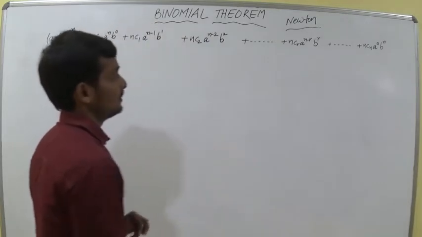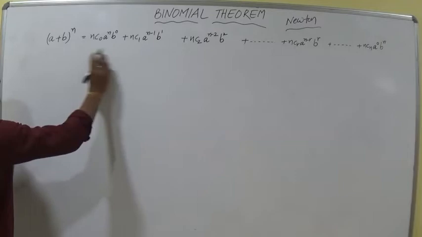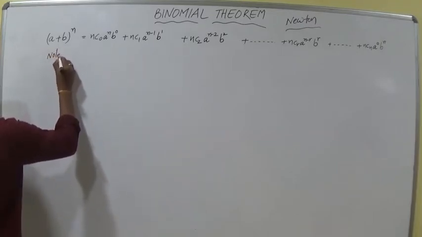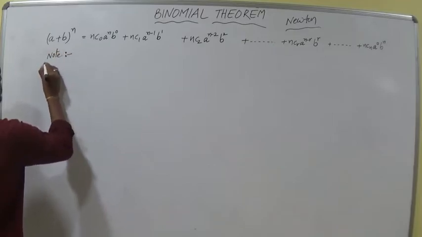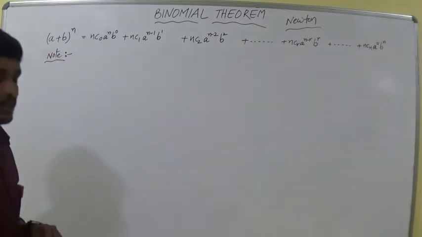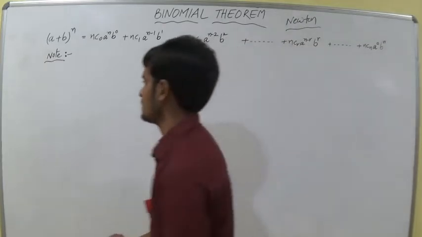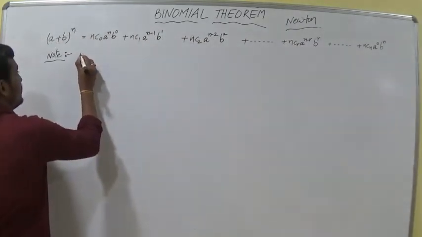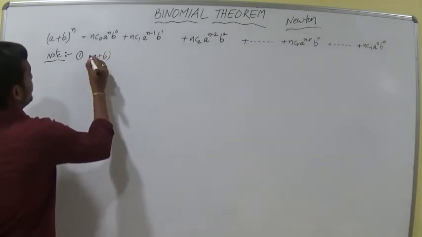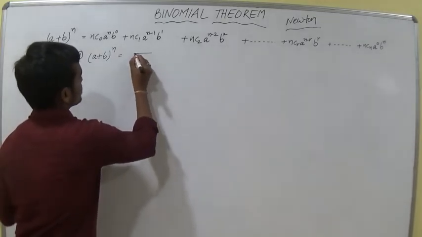Okay, we have to observe and write this very clearly in your notes. This is the binomial theorem. From this binomial theorem, we have to get some important points, so many important points. The first point is, for example, I am writing (a plus b) whole power n by using the summation symbol, or sigma.